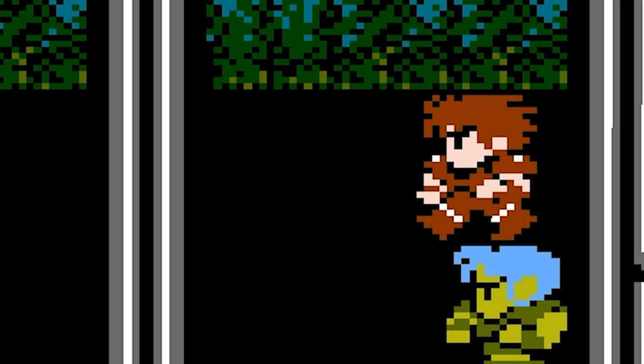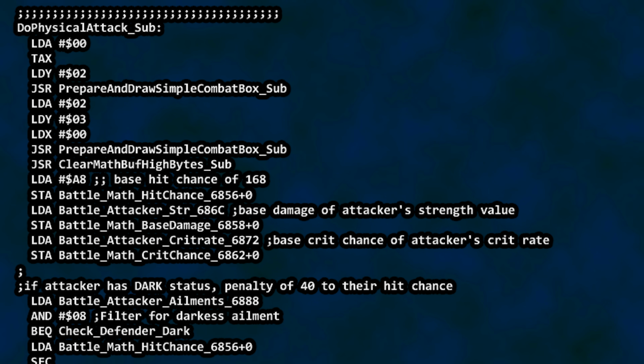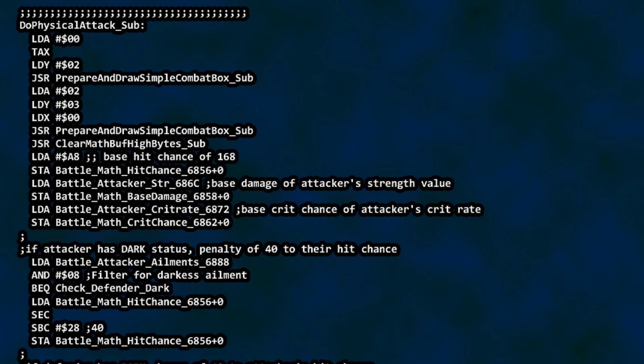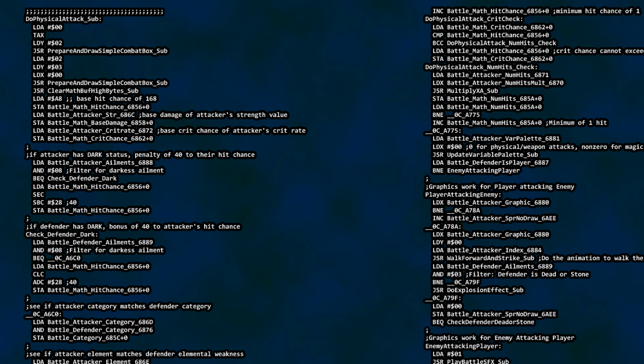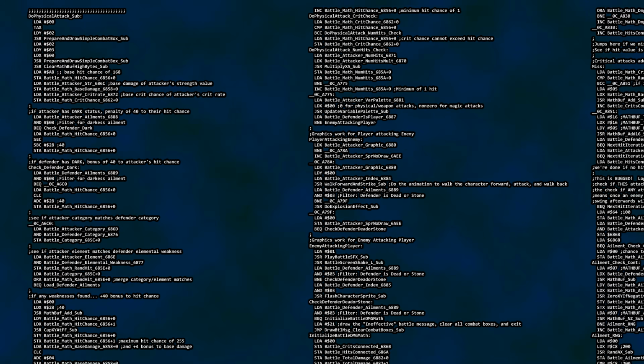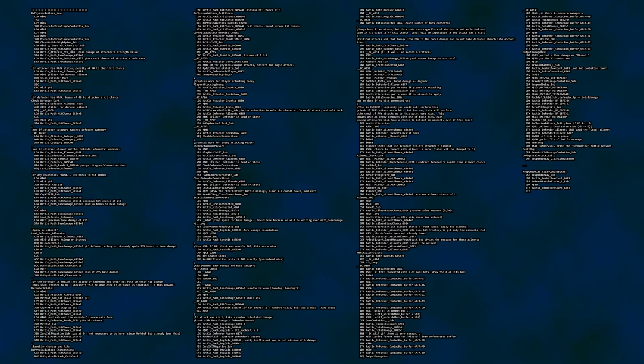Why just physical attacks? Well, this is the code executed for a single physical attack. It consists of 781 total bytes, not including the contents of the various subroutines it calls. It is responsible for animation, damage calculation, and reporting the results on the battle screen. Now, let me explain. No, there is too much.